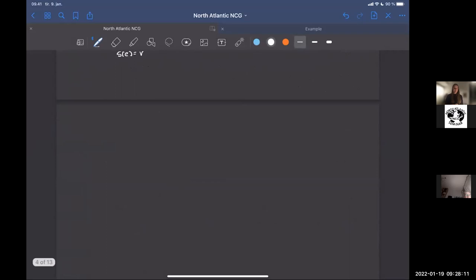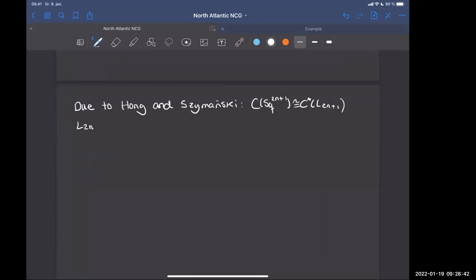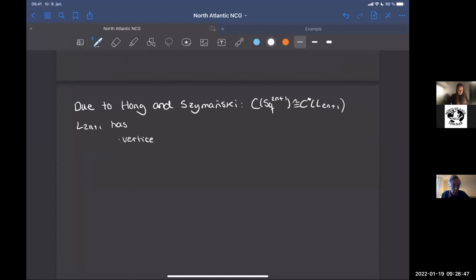Okay, so now we can start with the description of these quantum spheres as graph C-star algebras. So due to Hong and Szymanski, we have that these quantum spheres are indeed graph C-star algebras. For a graph we denote by L_{2n+1}. And L_{2n+1} has vertices v_0, v_1 to v_n. And it has edges e_{ij}, where i is greater than or equal to 0 and less than or equal to 1, j is less than or equal to n. And then the source of e_{ij} equals v_i and the range of e_{ij} equals v_j.